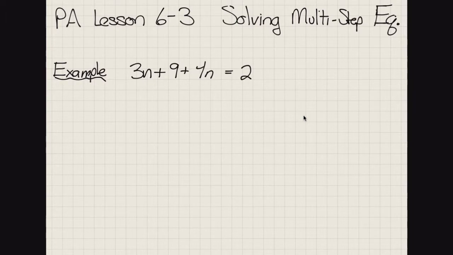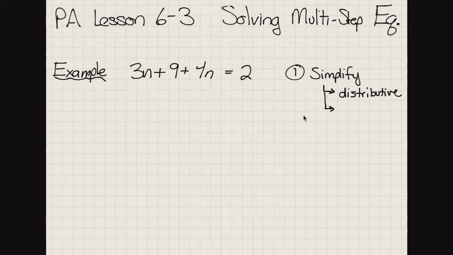What is the first thing that we have to do before we can solve this equation? Simplify it. So the very first thing we're always going to do is simplify any way possible. Simplifying can look like a couple of different things. You might have to perform the distributive property, or you're definitely probably going to have to combine like terms.